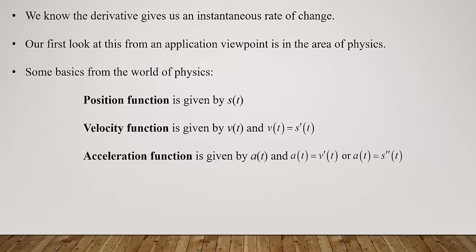The acceleration function, well, that's given by a of t. And the acceleration function a of t is nothing more than the derivative of the velocity function. Or you could think the acceleration function is the second derivative of the position function. And if we ever talk about speed, speed is nothing more than the absolute value of velocity. That is, it's the absolute value of v of t.